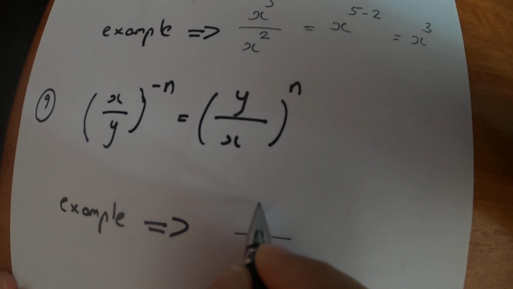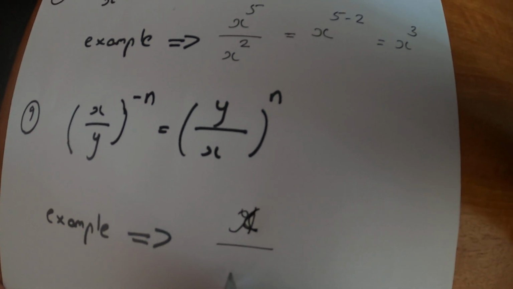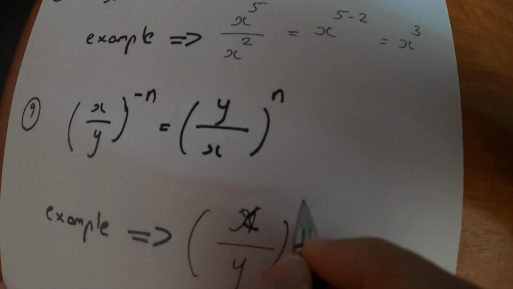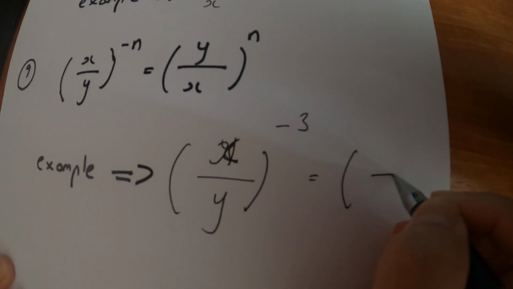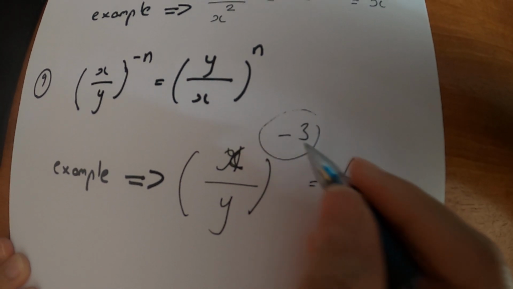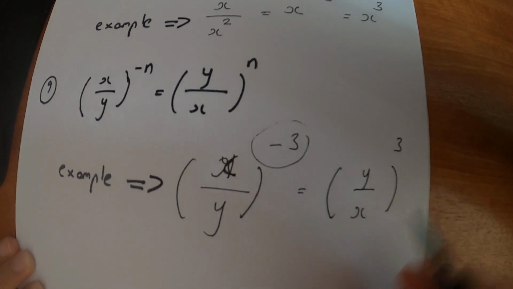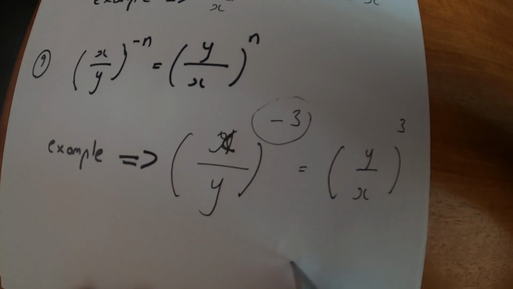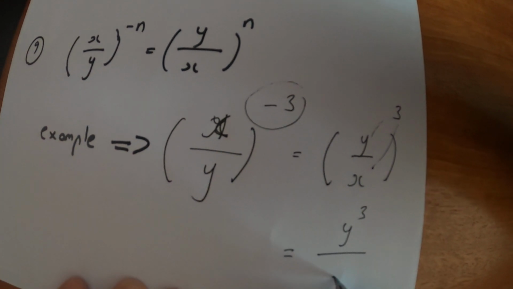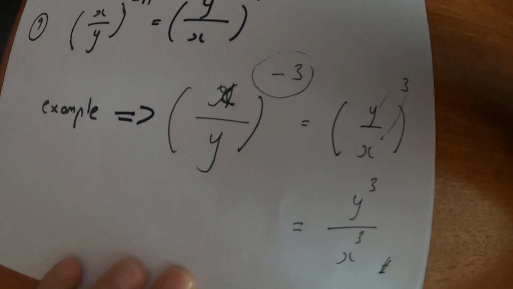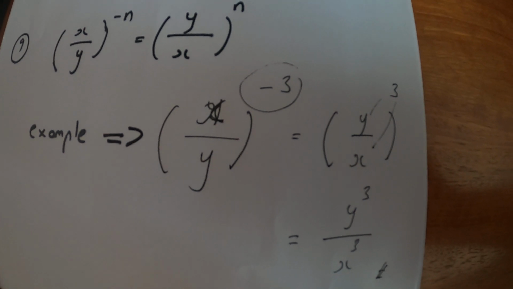In this case, for example, x divided by y to the power of negative 3, right? You want to get rid of the negative sign, so you just reverse it: y divided by x, to the power of 3, right? You can simplify it further by multiplying, y cubed divided by x cubed, right? So this is the final answer, right? So these are the 9 rules of algebra.